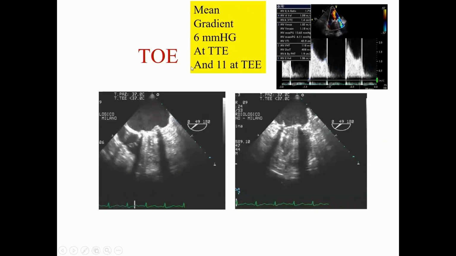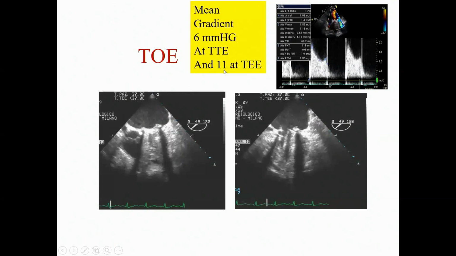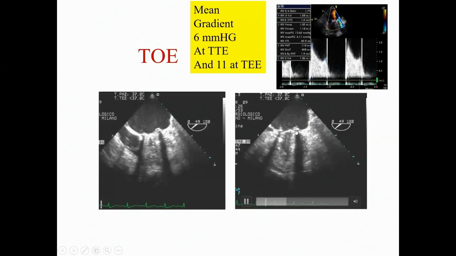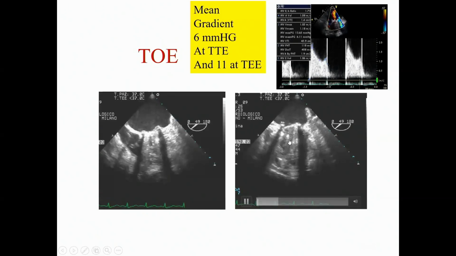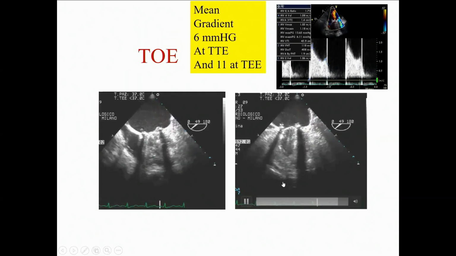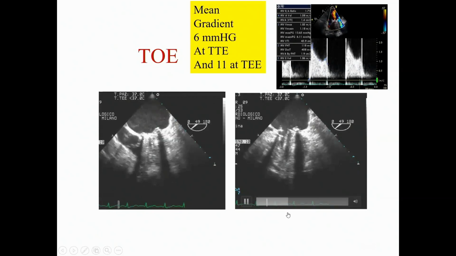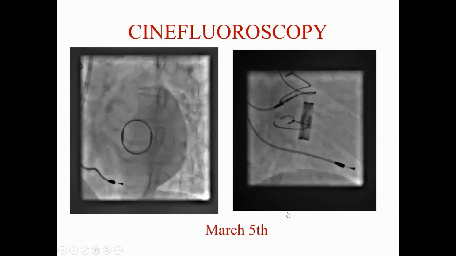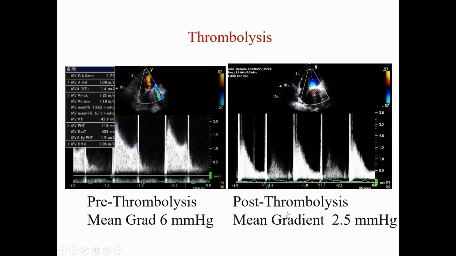You may observe that the mean gradient at TOE is 11. One leaflet is completely hypomobile, immobile, stuck, and the second one is normal with a thrombus. After the cinefluoroscopy confirmed our data, we decided for a thrombolysis. And post-thrombolysis, you may observe a mean gradient of 2.5, so an excellent result.